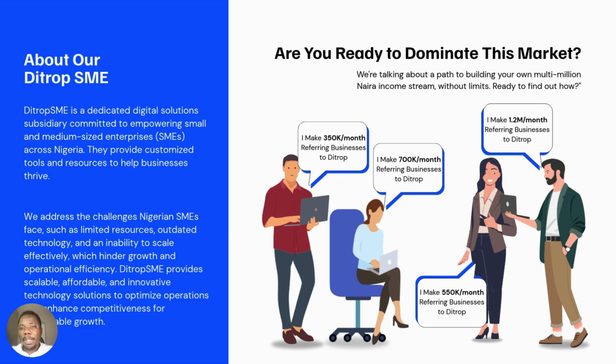As a Ditrop business development agent, it's all up to you to decide how much you want to make. We have people who make 350K per month, people who make 550K, 700K, and people who can easily make 1.2 million. It sounds too good to be true, right? But I'm going to walk you through it, and I'll show you that it's really possible.